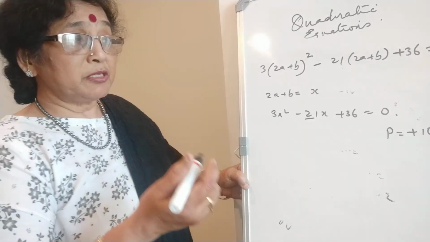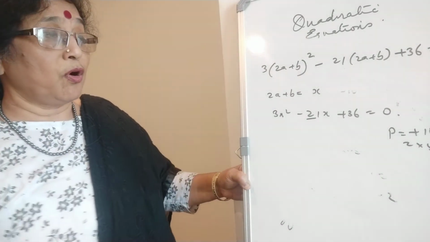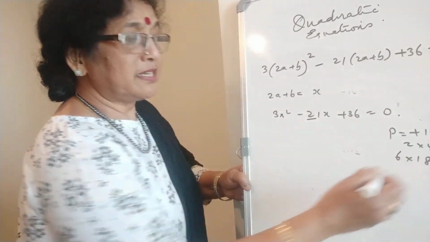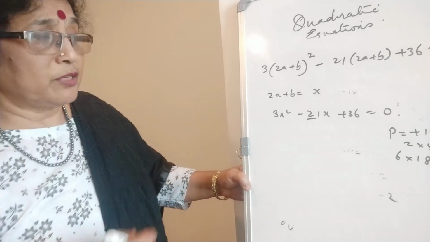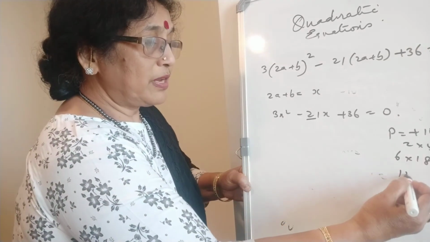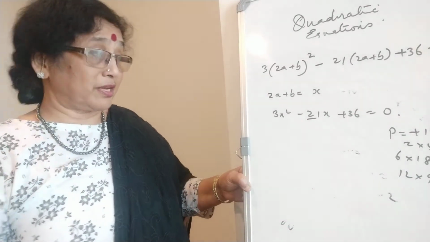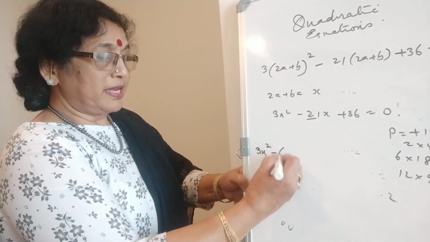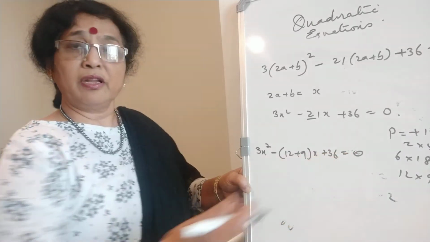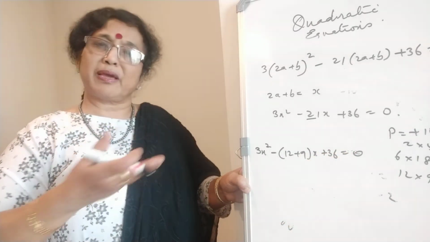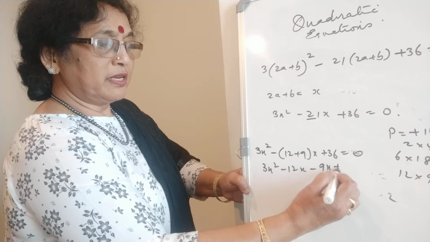Suppose I take 2 into 54, the sum is 56. Or you take 6 into 18, the sum here is 24. But say you take 12 nines are 108. So what is the sum? 21. So you write 3x square minus 12x plus 9x plus 36, and if you're very good and very fast, you can write minus 12x minus 9x directly. I'm just showing it for smaller children.